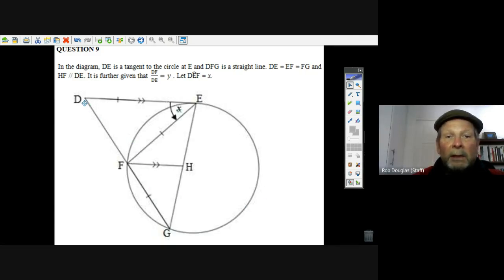In the diagram, DE is a tangent, so that's a tangent line to the circle at E. And it says DFG is a straight line. They say DE and EF and FG are all the same length. And they say that FH is parallel to DE. You're looking at all that. It is further given that DF over DE equals Y. They're saying that ratio, DF over DE, is equal to Y. And then they say, let angle DEF equal X. Okay, so now that we understand the whole diagram, let's try some questions.